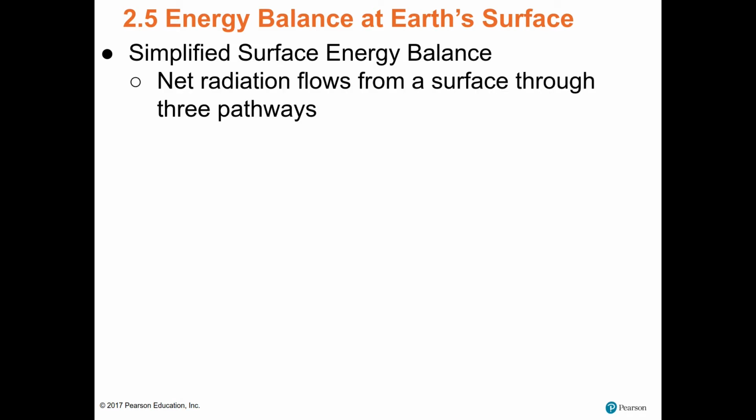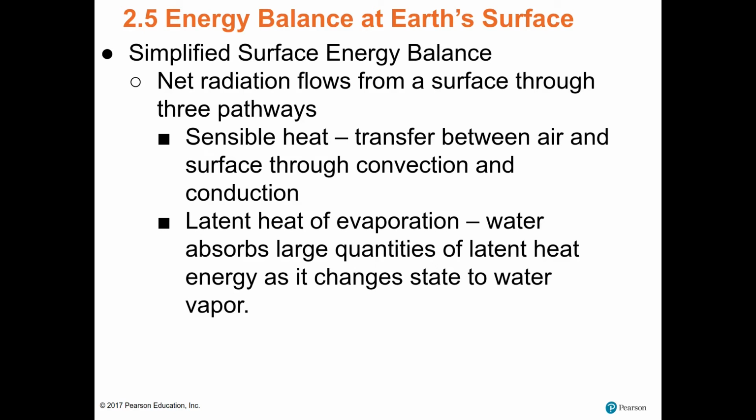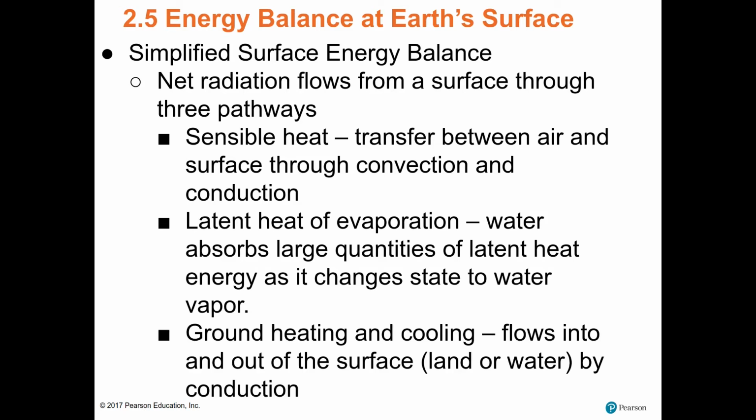Net radiation flows from the surface through 3 pathways. If there's heat at the surface, you're either going to have sensible heat, which makes it feel hot, or you're going to have latent heat, the latent heat of evaporation. Those are really the only 2 things that happen with heat energy at the surface. With sensible heat, it makes it feel hot, or if there's water, the energy is going to get absorbed in evaporating the water. That's incredibly useful.